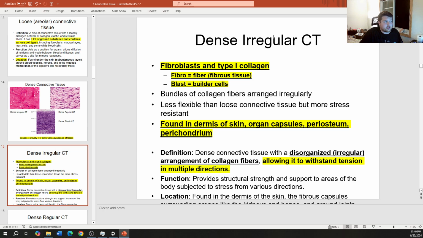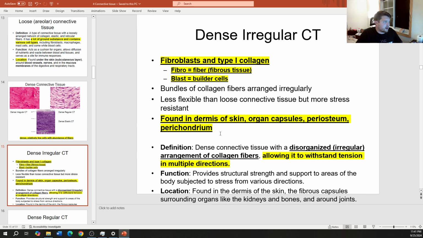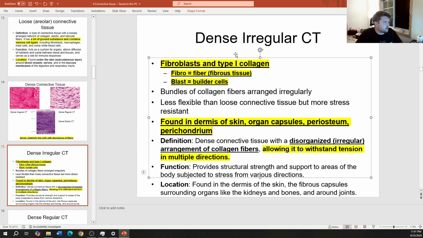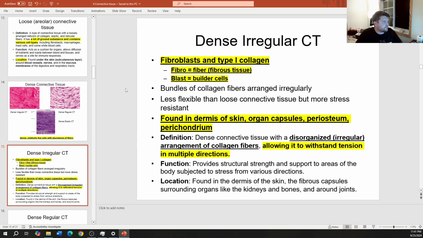This is specifically for the irregular connective tissue. It's less flexible, but more stress resistant. Found in the dermis of skin, organ capsules, periosteum, perichondrium. A lot of big words there, right? Remember periosteum. Peri meaning outside, os meaning bone, so it's in the outer layer of the bone. Perichondrium, chondri right there is cartilage. Peri on the outside of cartilage.